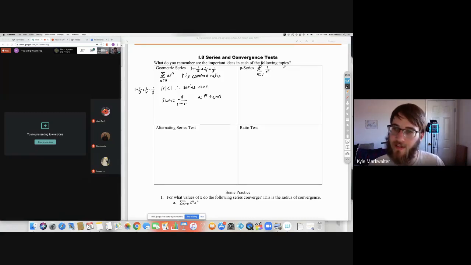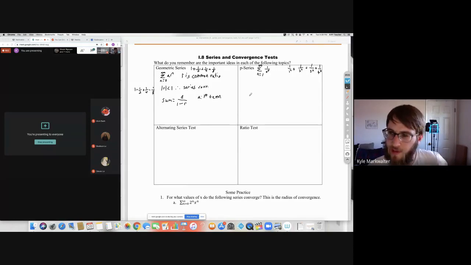As an example, a p-series where p is 2 would look like this: 1 over 1 squared, which is 1, plus 1 over 2 squared, plus 1 over 3 squared, plus 1 over 4 squared. Notice it's not the same thing as a geometric series. We're not multiplying by the same number each time. The denominator is changing, but the power of the denominator is the same the whole time.